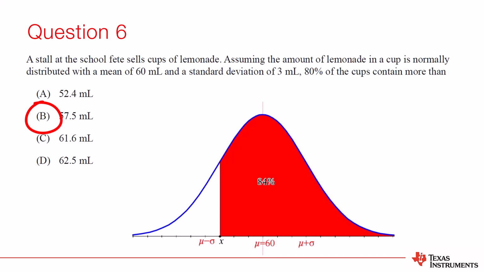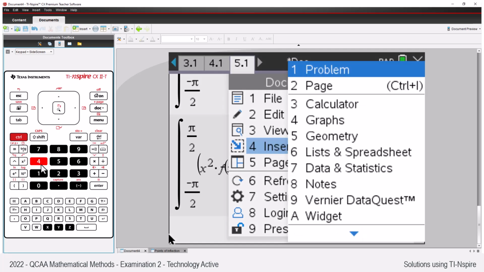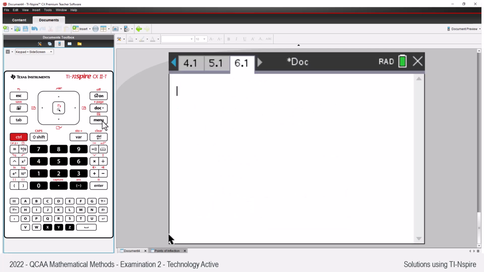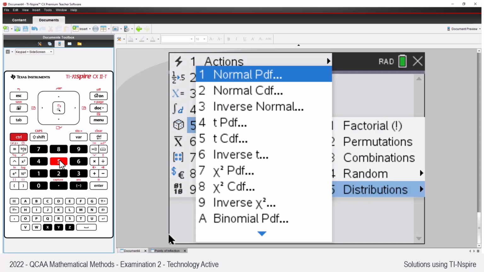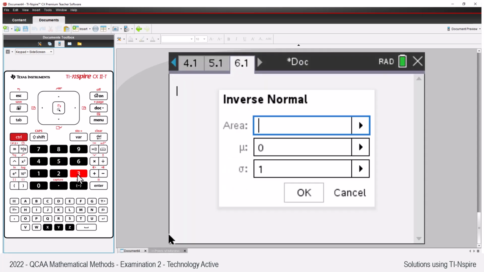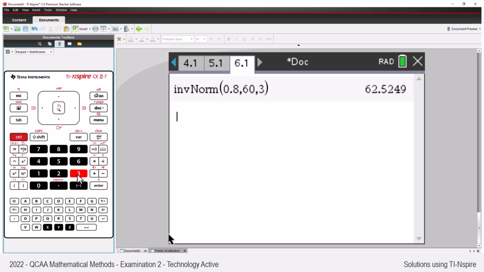So why did so many students choose option D, an option that is clearly wrong from our diagram? If we calculate the inverse normal using the calculator, inverse norm 0.8, 60 and 3, we get an answer of 62.5. Just like the previous question, our brain has been hijacked. A value on the calculator resembles one of the answers. Some people refer to these as trick questions, but they are not.